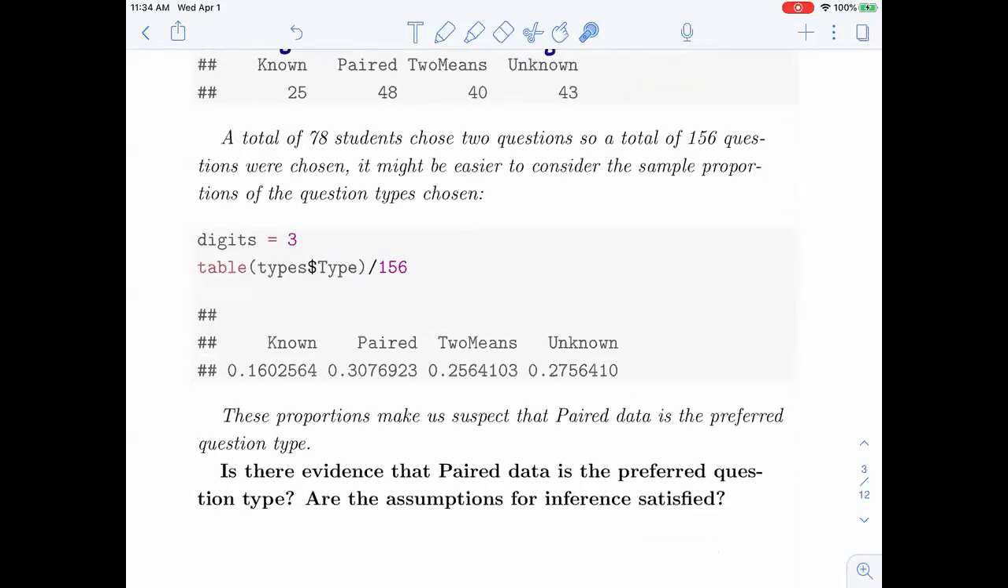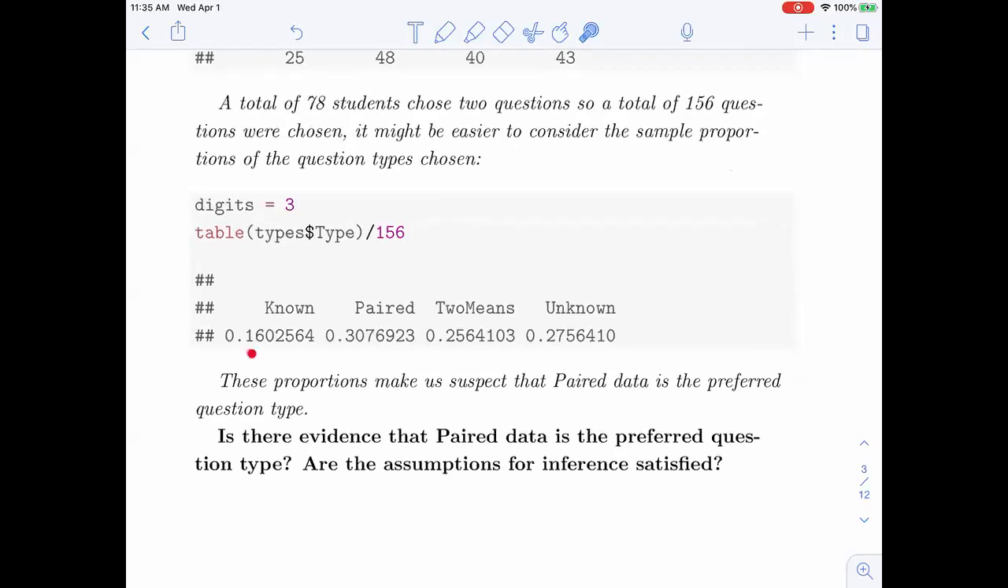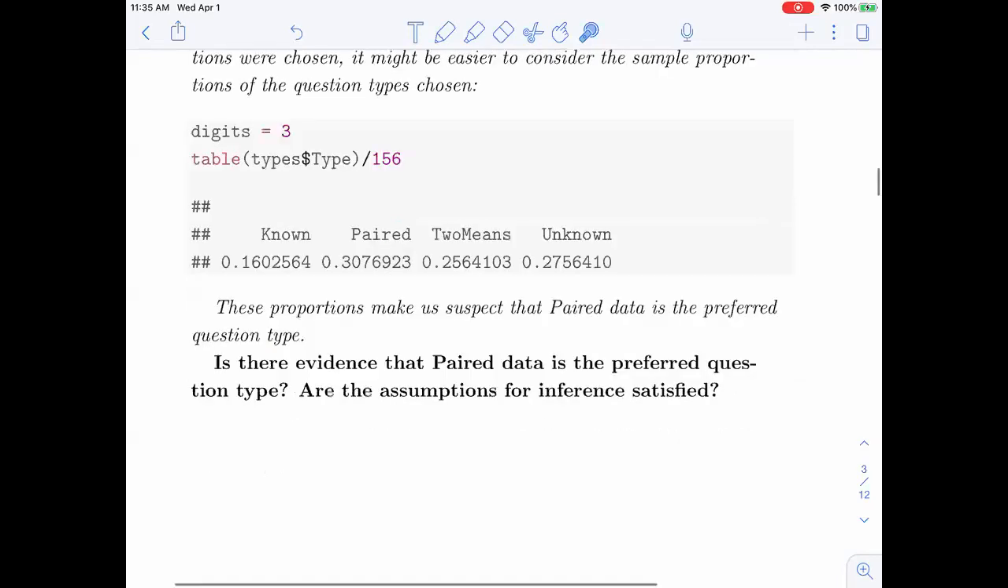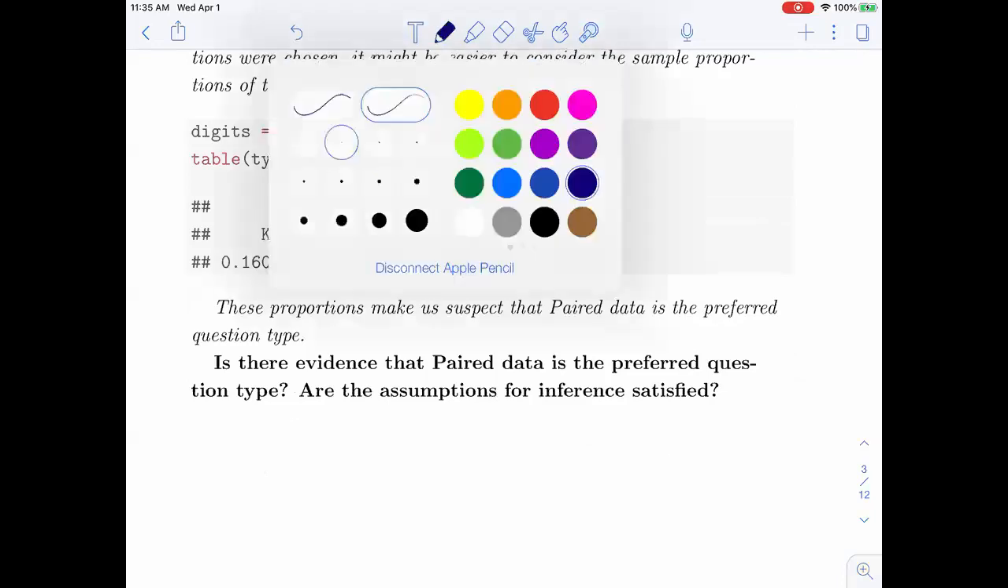It might be easier to consider the sample proportions of the question types chosen. So 16% or 0.16 chose the sigma known, 30.8 chose the matched pairs, 25.6 chose the 2 independent sample means, and then sigma unknown, 27.6. Looking at this, it looks like the paired data question might be the favorite.